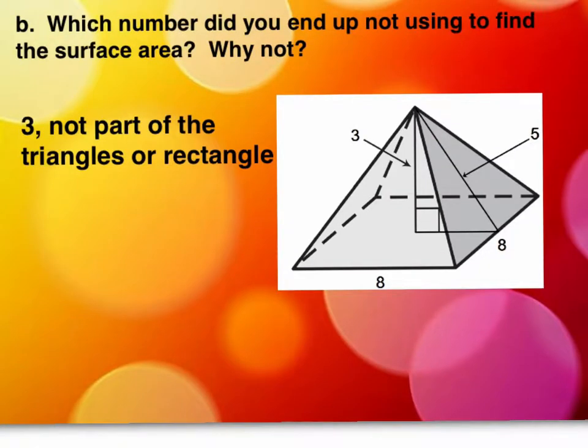Okay, here's a continuation of that last example. Which number did you not end up using to find the surface area? Why or why not? Notice we never used the internal height. It's not part of the triangles or the rectangles, so we didn't need to use it. But you never know, you might need to use it to find other measurements that we might need for other problems.